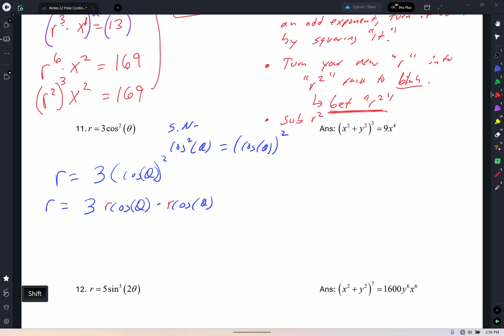Because r cosine theta is x. Well, now, what did I do on the right-hand side? I multiplied this by, how many r's did I add? So on the left-hand side, I have to balance it by going r squared. See, because it's all a product. r times cosine times r, that's r squared, right? So if I added r squared on the right, I add r squared on the left. Does that make sense?